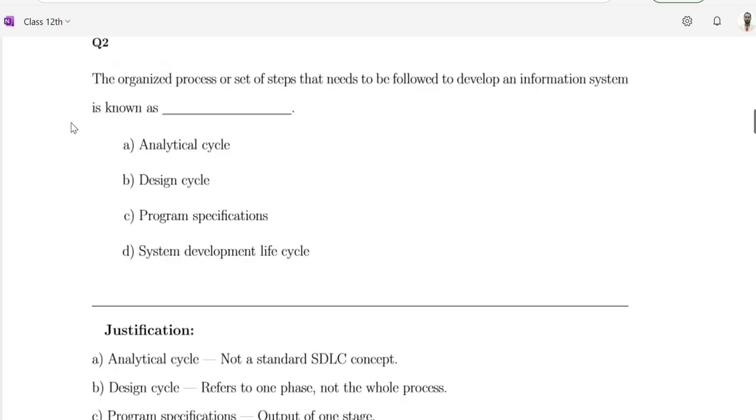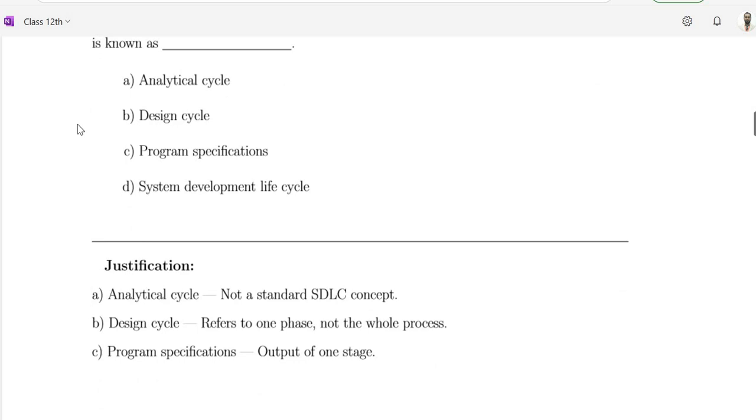Question number 2, the organized process or set of steps that needs to be followed to develop an information system is known as analytical cycle, design cycle, program specification, or system development life cycle. The correct option is system development life cycle, that is option D. Why not A, B, C? Analytical cycle is not a standard SDLC concept. Design cycle refers to one phase, not the whole process. Program specification is the output of one stage.